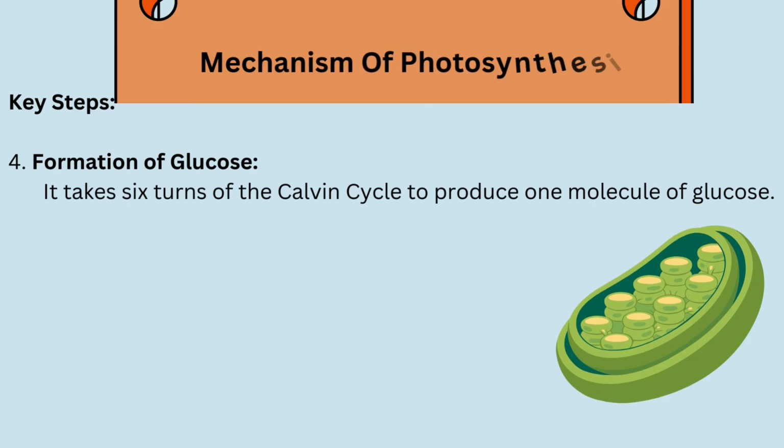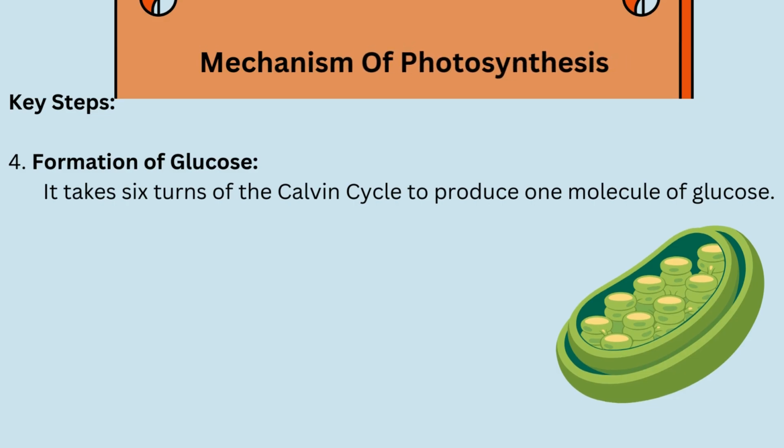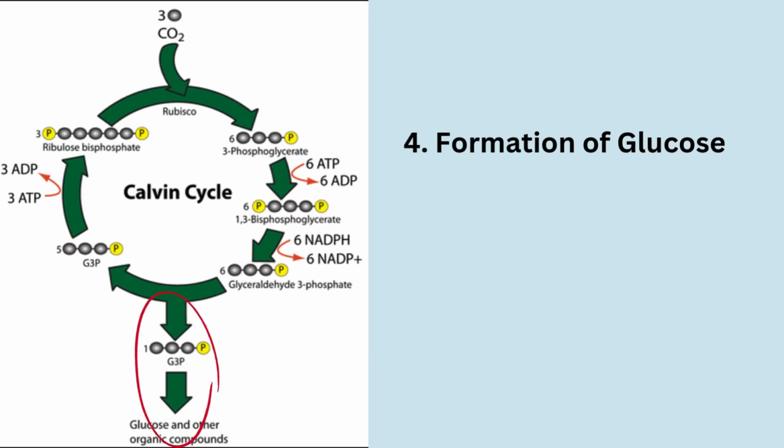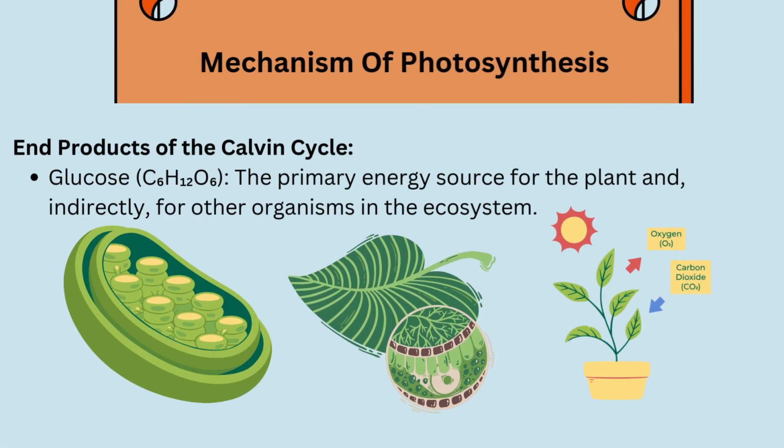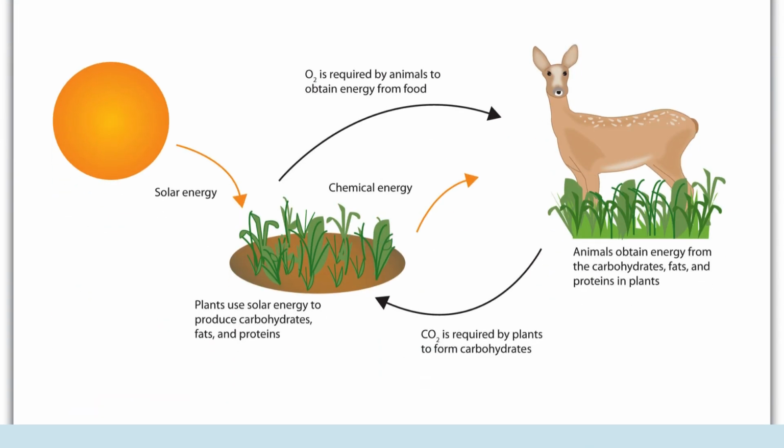It takes 6 turns of the Calvin cycle to produce 1 molecule of glucose. Glucose is the end product of the Calvin cycle, which is the primary energy source for plants and indirectly for other organisms in the ecosystem.